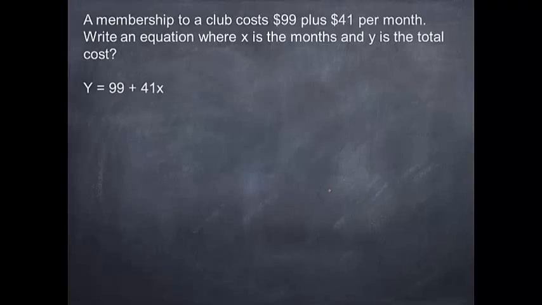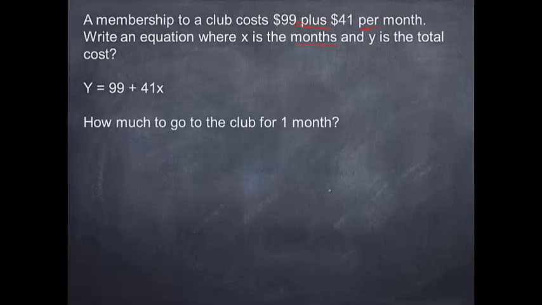Alright, so if you got y equals 99 plus 41 times x, you are on the right track. We're looking for x is the months and y is the total cost. So the total cost is y. So y is always going to be where the equal sign is. Y equals 99 plus, hint, hint, $41 per month. So when it says per, we're multiplying. So 41 times x is the months, so times x. Awesome job.